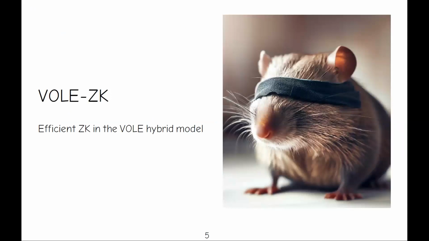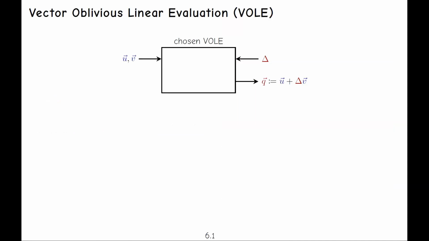So I've already talked about these VOLEs. And now let me first explain how VOLE-based zero knowledge is actually done. For this, we need this vector oblivious linear evaluation functionality, which is a kind of arithmetic oblivious transfer. So we have vectors u and v over some field, which the prover, or for the VOLE, the sender, inputs into the VOLE. The receiver for the VOLE, in our case the verifier, inputs some scalar delta and then receives from the functionality this q, which is just the linear combination u plus delta times v.